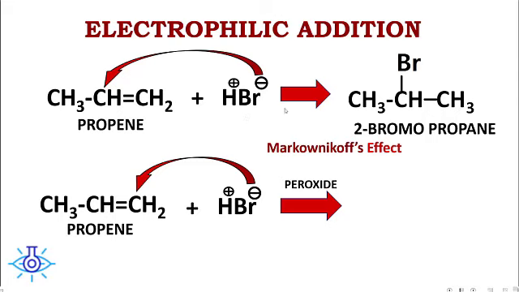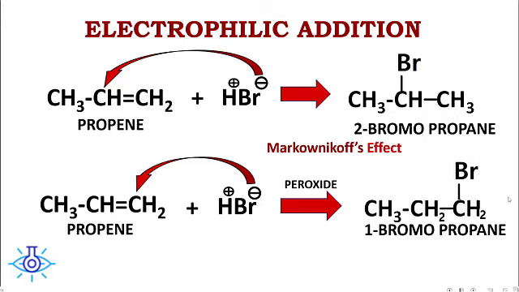In the earlier case, we saw Br minus adding to the carbon having the lowest number of hydrogen atoms. But in presence of peroxide, the reverse takes place, and the product formed will be 1-bromopropane. And this effect is called anti-Markovnikov's effect. And in all these reactions, there is no elimination, just addition only is taking place. That is addition of an electrophile, and hence we categorize all these reactions under electrophilic addition reaction.